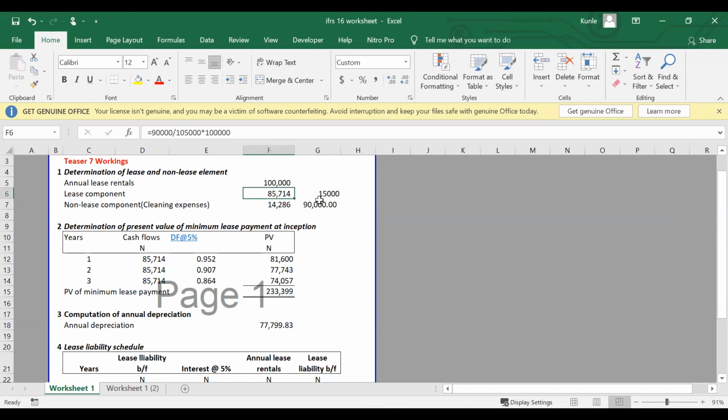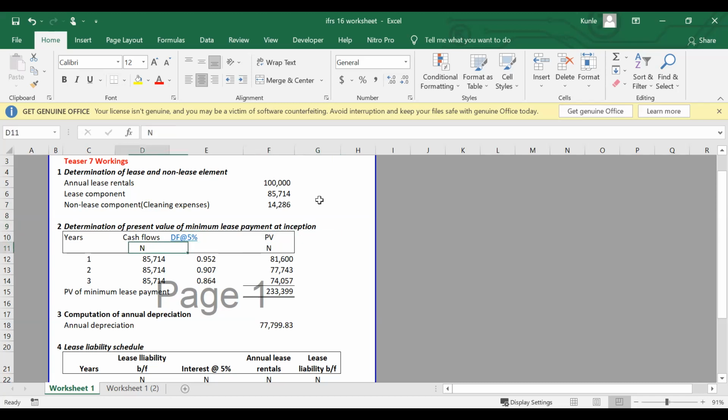So that's why we now come in here and say 90 over 105 times 100, right? Then the other one, 15 over 105 times 100. Is that clear? So you will see also that there is no material difference in this approach, even under IAS 17. It's still the same approach.